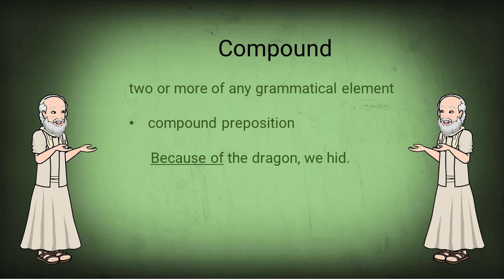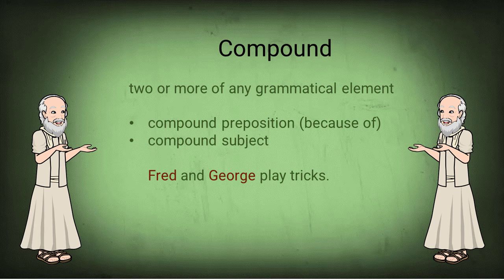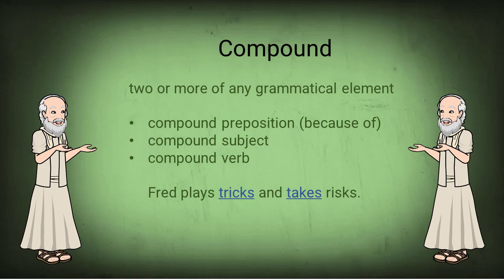Compound prepositions, also called phrasal prepositions, consist of two or more words. Other compound prepositions include prior to, in spite of, and with regards to. A compound subject is two or more subjects that share the same verb or verbs. Fred and George play tricks. A compound verb is two or more verbs that share the same subject or subjects. Fred plays tricks and takes risks.